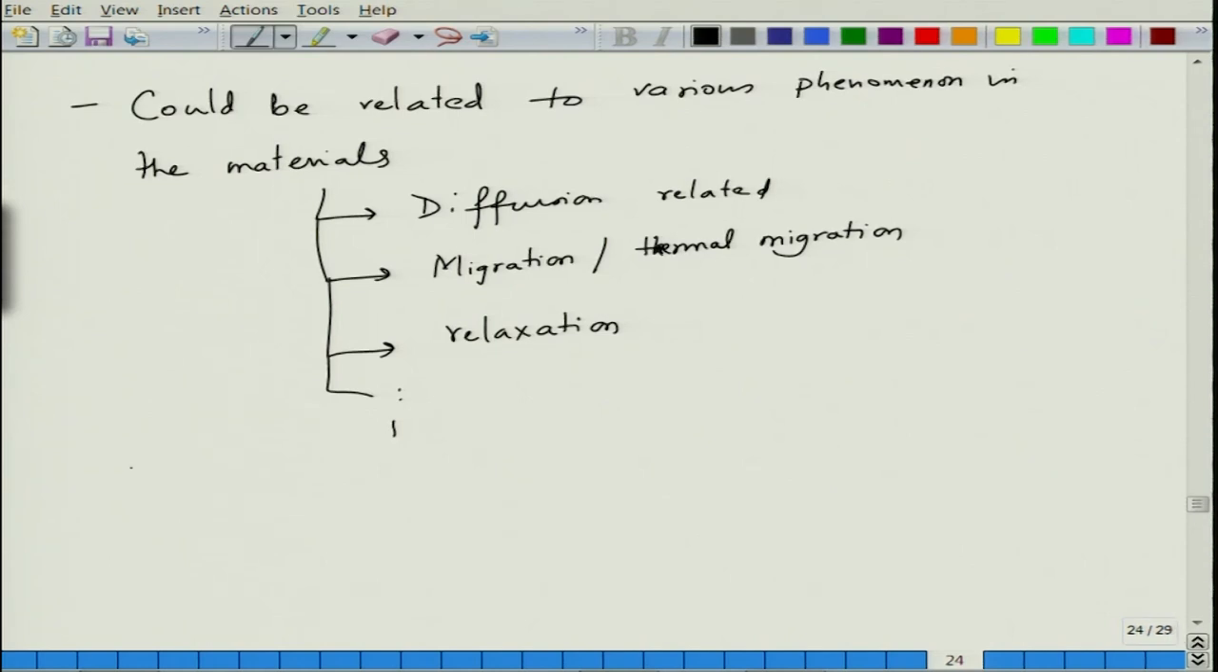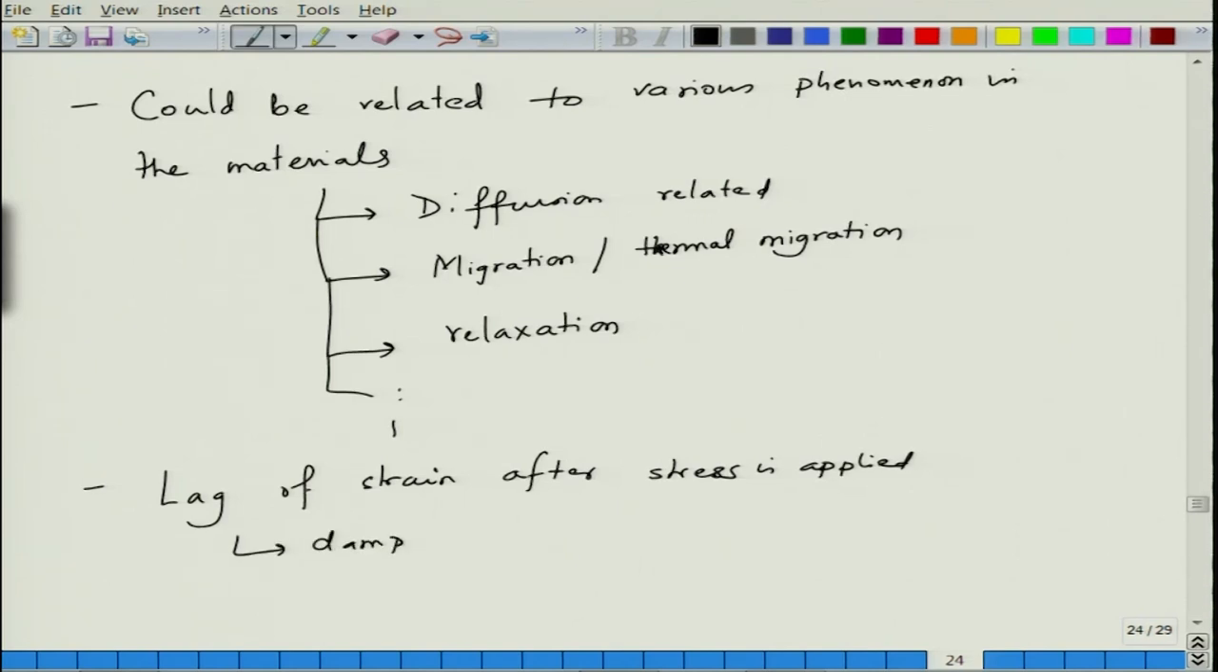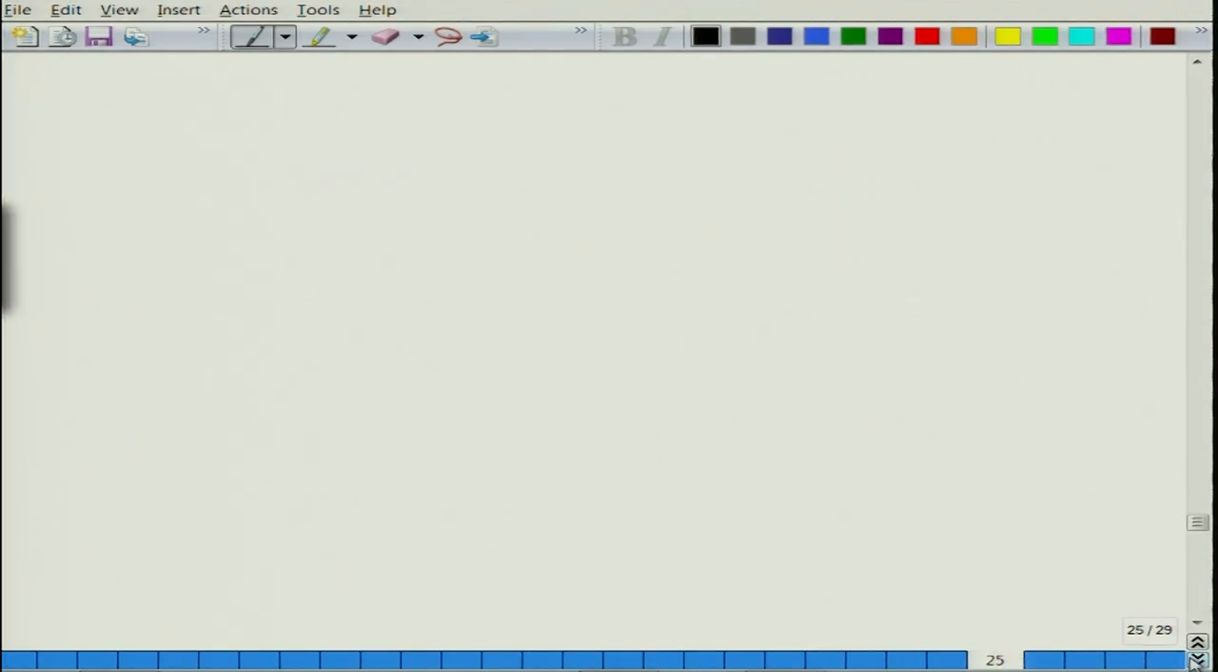So basically in most cases what we observe is a lag of strain after stress is applied. And this also leads to a phenomenon that is called damping. So damping in materials is mainly because of the lag of strain after stress is applied. So what happens generally is, when you apply monotonic loading, let us say isothermal.